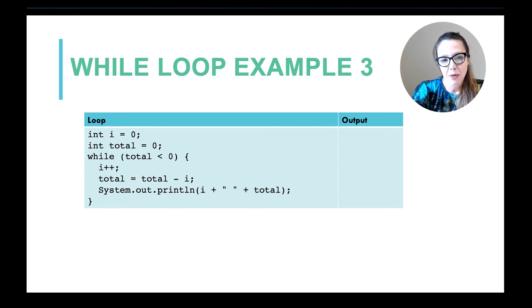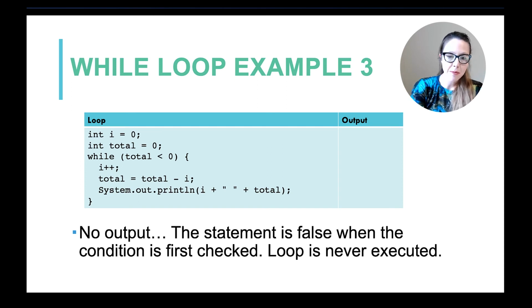A third example of that while loop would be one where we still initialize I to 0, total to 0. This time we check while total is less than 0. Again, there's no output because total is not negative, it's equal to 0. And so the statement is false when the condition is first checked and the loop is never executed.